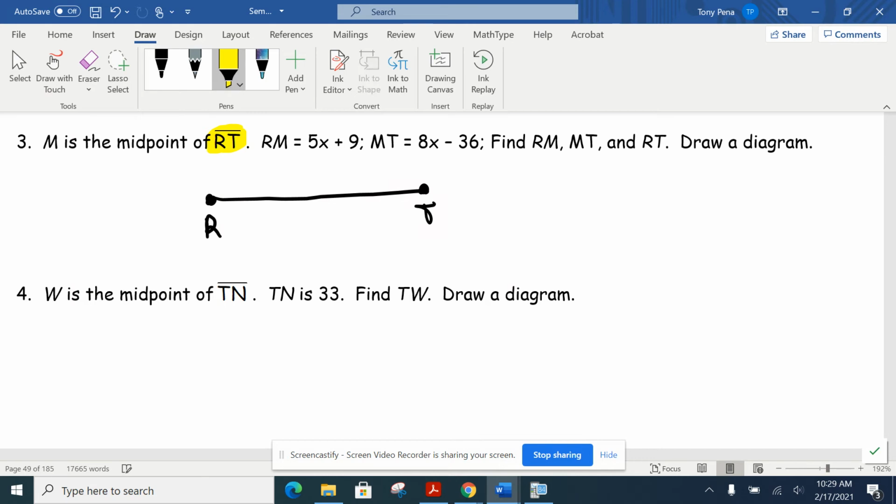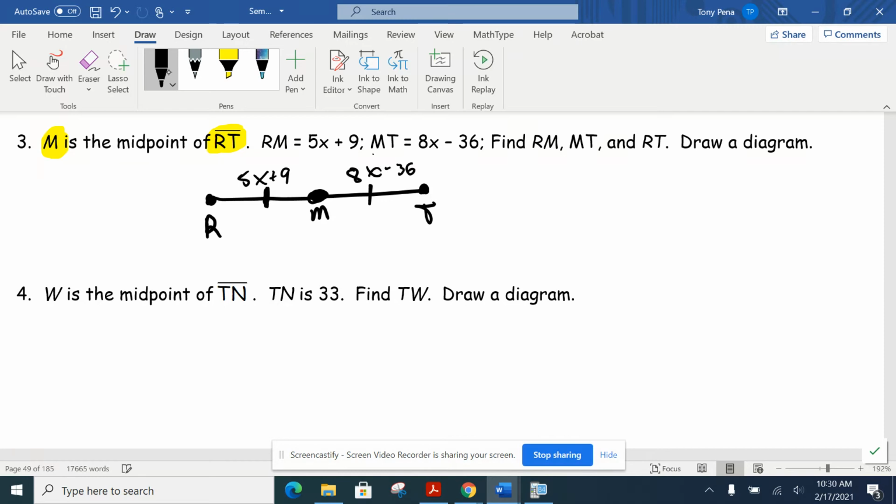Then you can go ahead and draw an M wherever you think the middle is at. So we're eyeballing it a little bit, but we're going to say that this is your midpoint. So what that then guarantees, we can mark this with our tick marks, is that this segment here is congruent to this segment there. You're then given that RM, so from here to here, this is 5x plus 9. And then from M to T right here, that is 8x minus 36.